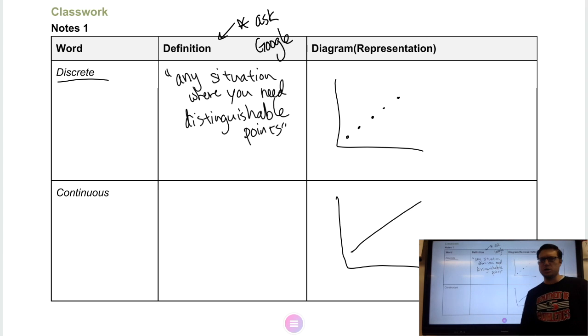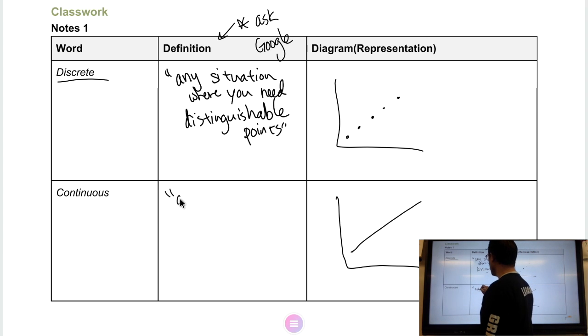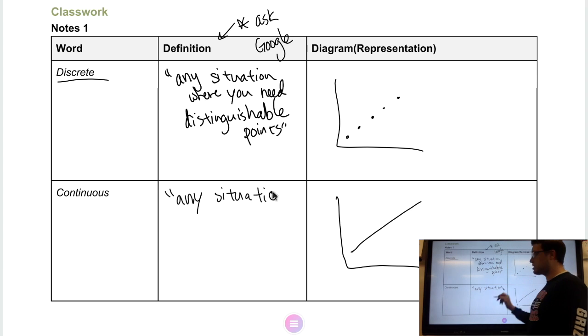All right, so any situation where you have to know that point is different from that point, and they're different from that, and they're different, and they're different. So you can clearly tell that there is a gap between the points. In a continuous, it's any situation. So that could be like with context, like the gallons of gas being used up. It could be without context, just like, hey, look at that line.